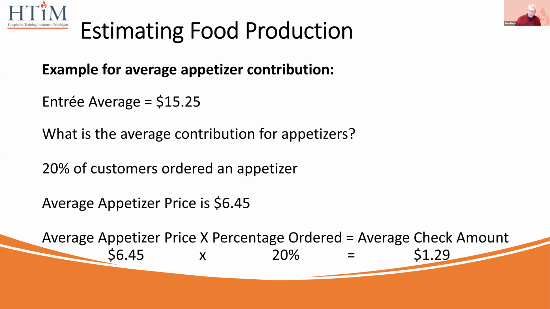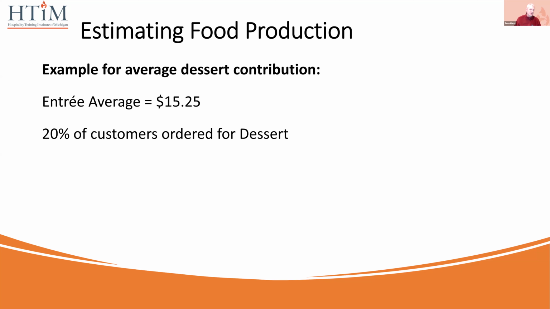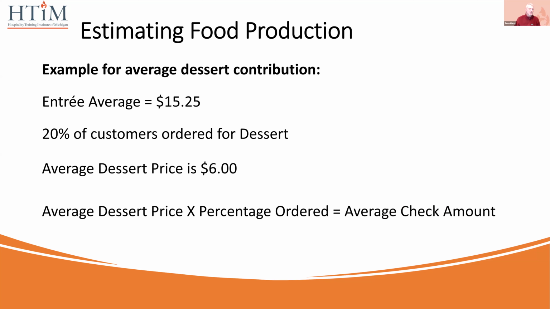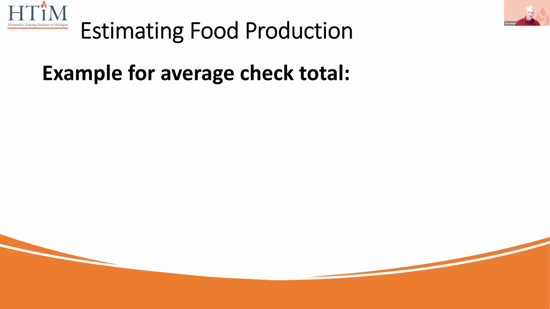Okay, so another quick example, the dessert. The average dessert contribution to the average check price or average bill. So again, average entree price, 20% ordered dessert, dessert $6. Same type of formula here: our average dessert price times the percentage ordered gives us the check amount. Six times 20% is $1.20. Trying to keep everything simple. So our average dessert contribution would be $1.20.